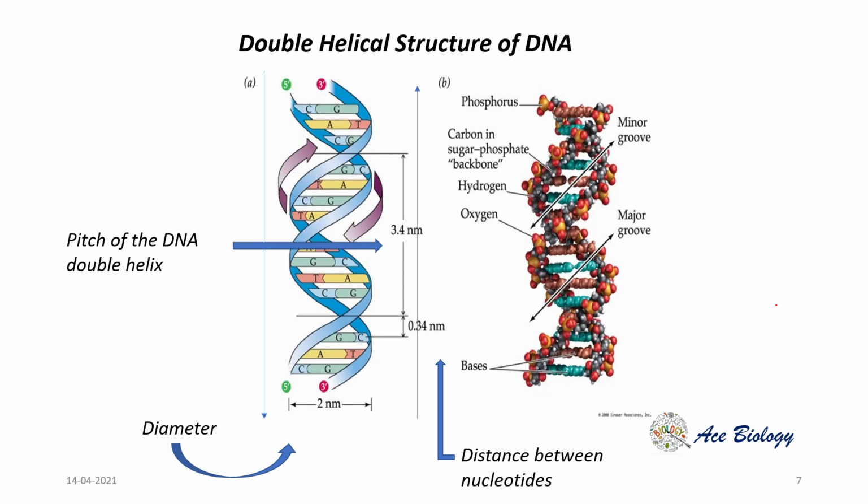Because we know that the DNA exists in a double helical structure as said by Watson and Crick. Now, the double helical structure of the DNA consists of two strands. These two strands are complementary to each other.